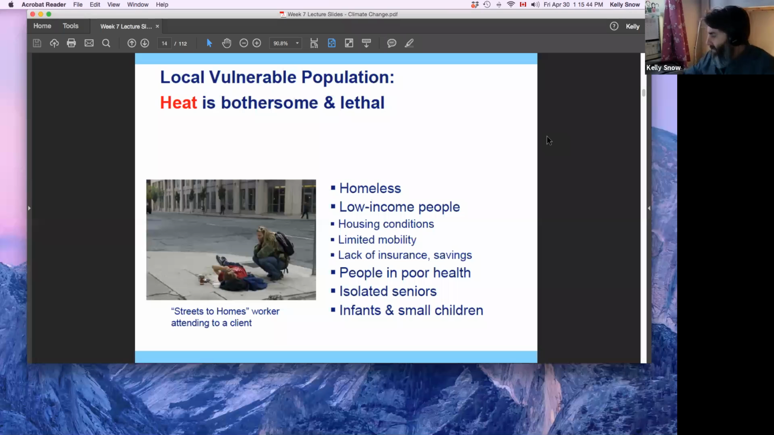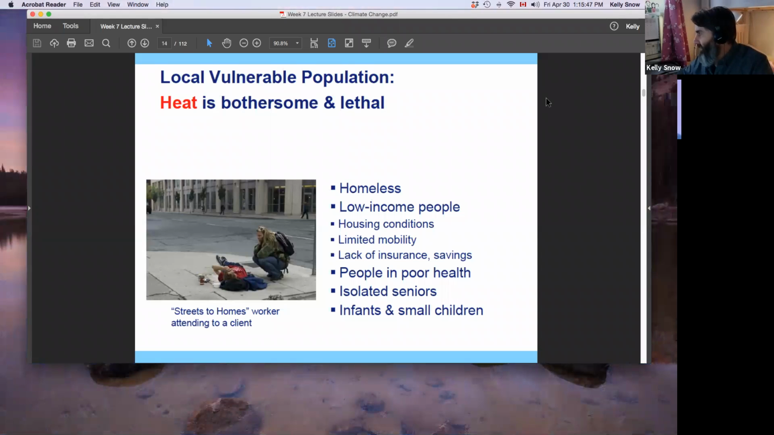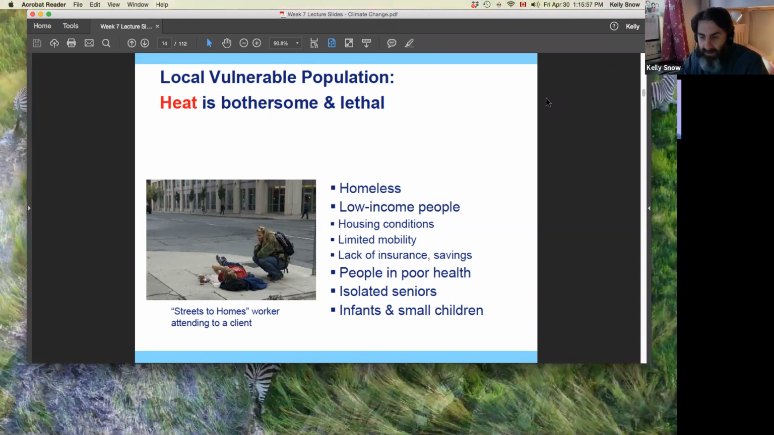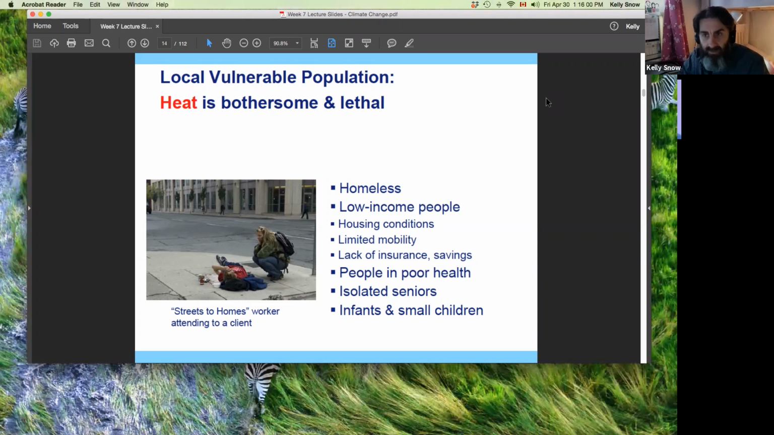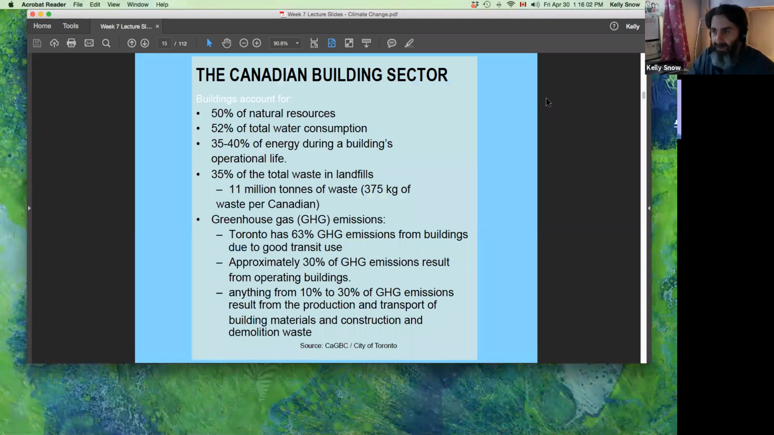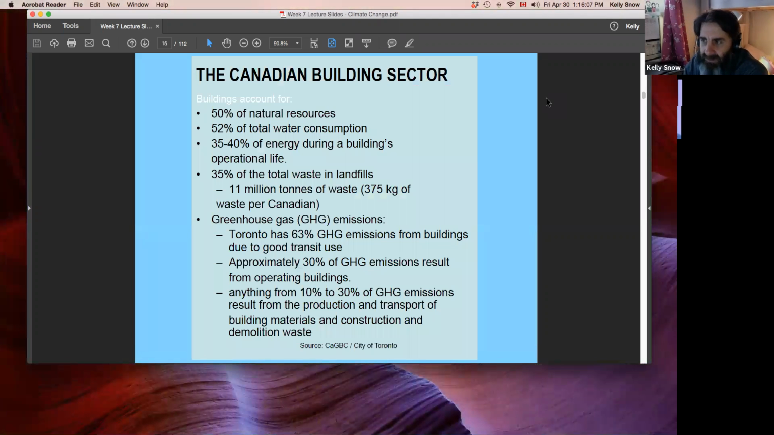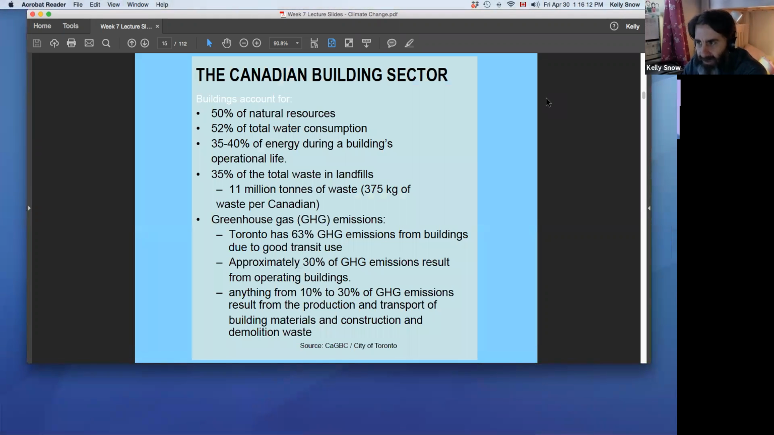Okay. Now, one of the things I should point out before I talk about my next slide is that I'm teaching planning students. And so we talk a lot about buildings and how buildings impact the environment. So here's just a quick summary slide. Buildings account for about 50% of the use of natural resources, about 52% of total water consumption. This is the construction, operation, and general life of the building.